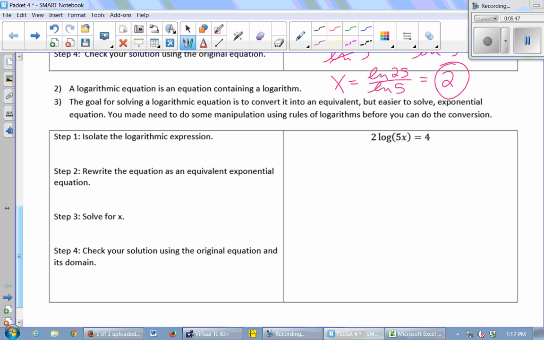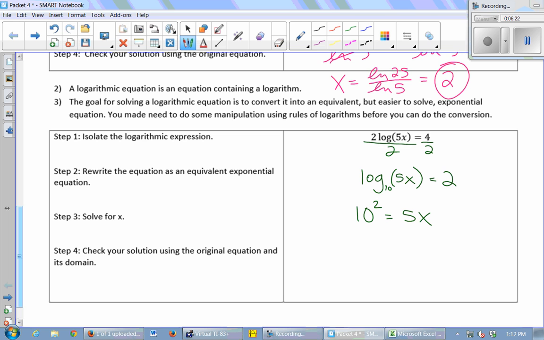Divide by 2. So I have that the log of 5x equals 2. And then I'm going to convert this to an equivalent exponential equation. Now, since there's no base written there, what do you assume it is? 10. So I've got an imaginary little 10 right there. So what equivalent exponential equation could I write? Yes, 10 squared equals 5x.